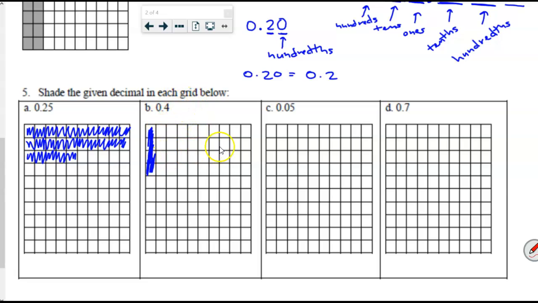Great job. Yes. This is a hundreds grid, right? A 10 by 10 grid. There's 100 spots. So even though this is a 4 here, what really is in the 100 spots? A 0. So how many should I have shaded? Not just 4, but 40.